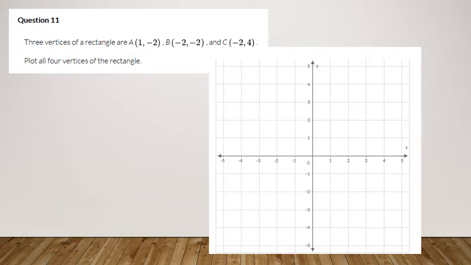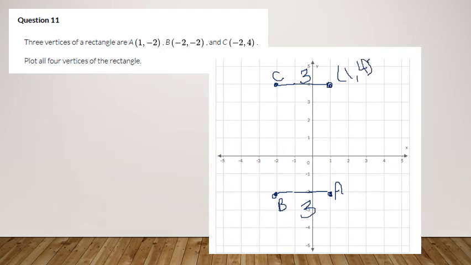Three vertices of a rectangle are (1, -2), that's A, (-2, -2), that's B, and (-2, 4), that's C. Okay, so we're going to find the distance on the side. We've got 1, 2, 3. And remember, on a rectangle, they have to be parallel. So we're going to have a distance of 1, 2, 3 here. So most likely our point is going to be at (1, 4).